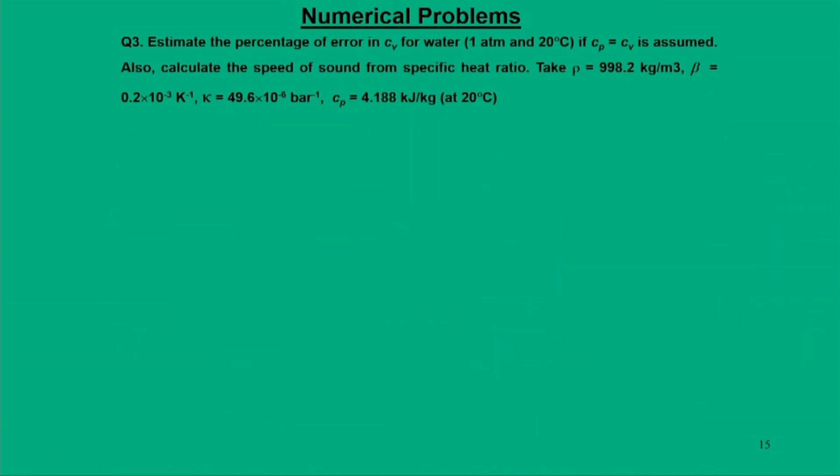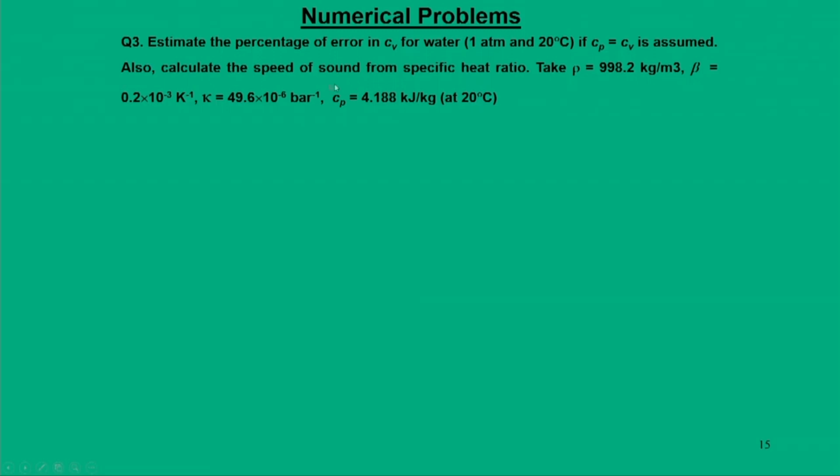And the last problem that we are going to discuss is about the relation between Cp and Cv. The problem says: what is the error in Cv for water, considering water at 1 atmosphere and 20 degree centigrade, if Cp is equal to Cv is assumed? Whether this is logical or not, you have to find out. The second part of this problem is we have to find out the speed of sound as a function of specific heat ratio.